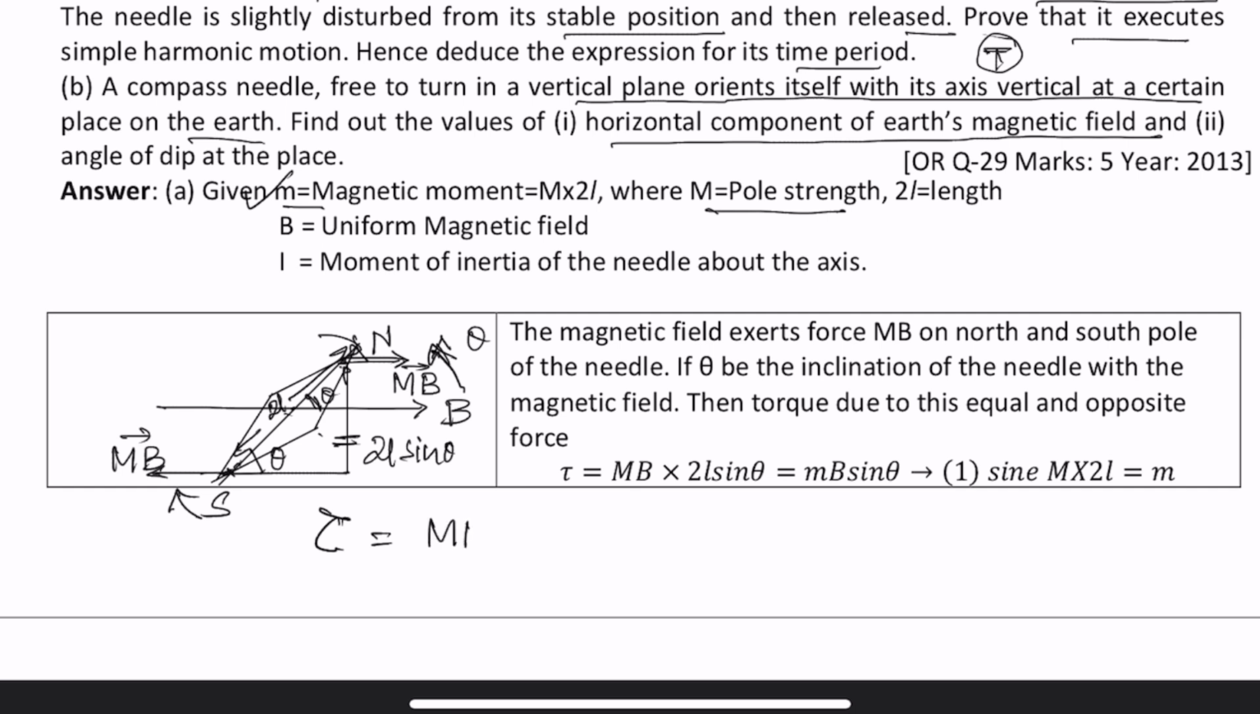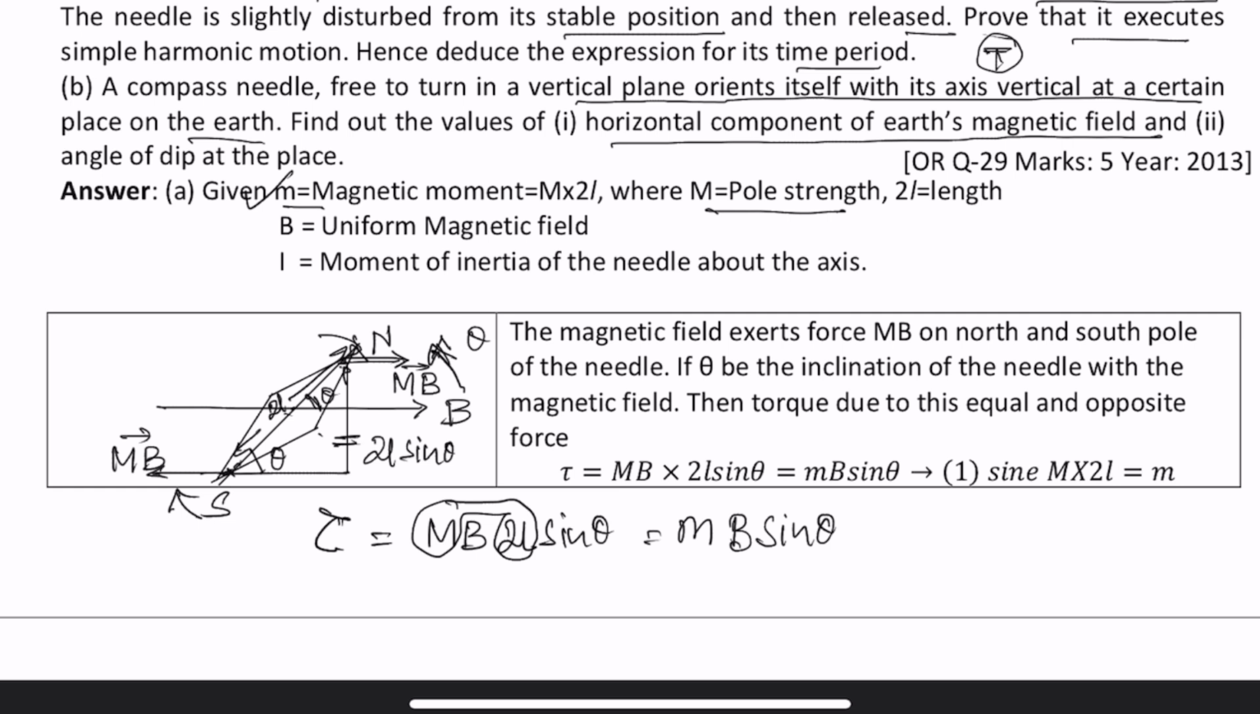So force is MB and the perpendicular distance is 2L sin theta, correct? So this M into 2L is the magnetic moment, which is given in this question as a small m, correct? So M into 2L, this product gives me the magnetic moment into B into sin theta, correct? This is the torque experienced, correct?